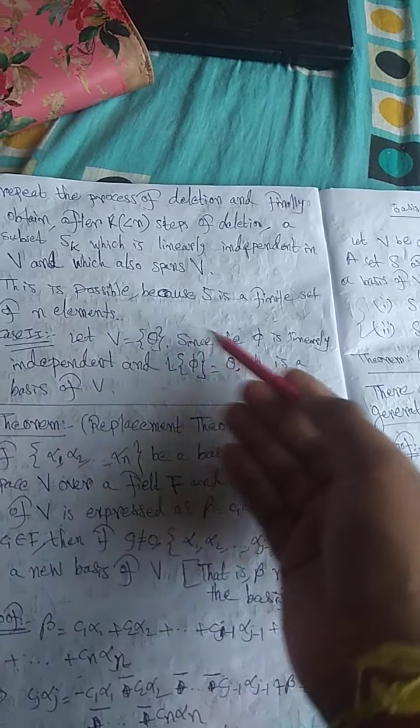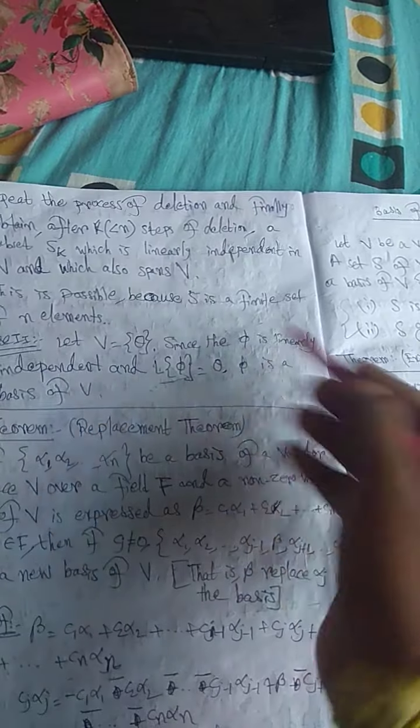Now Case 2: if V contains only the null vector, then it is very easy. The null vector space is generated by the empty set phi and it is a basis. It is very easy.